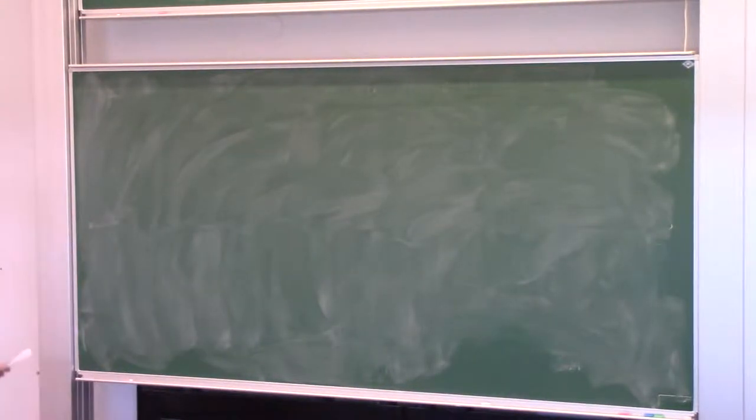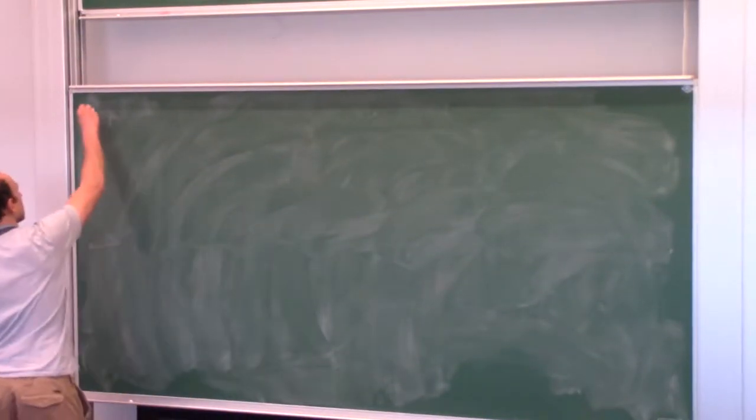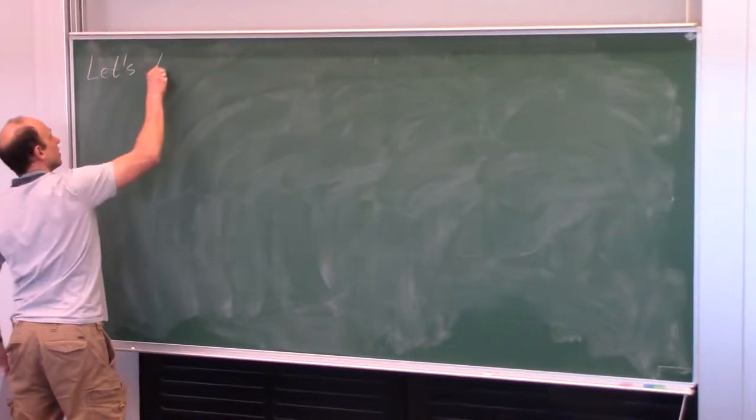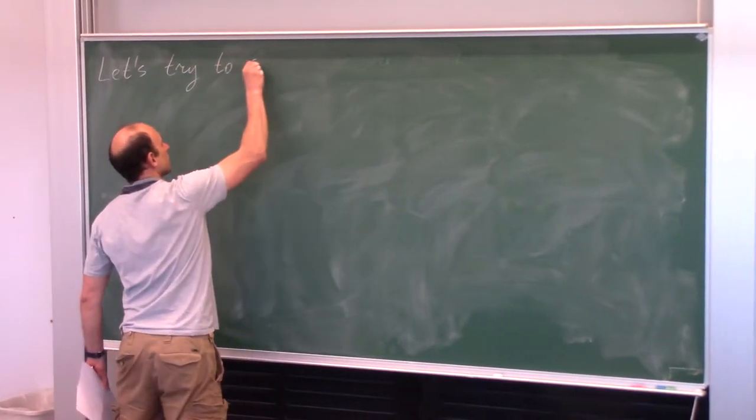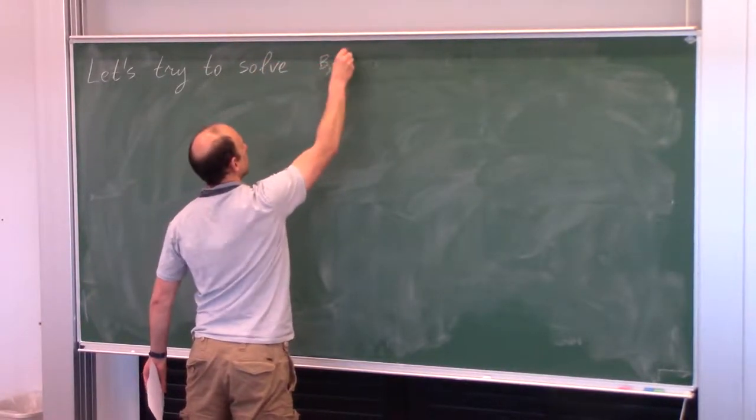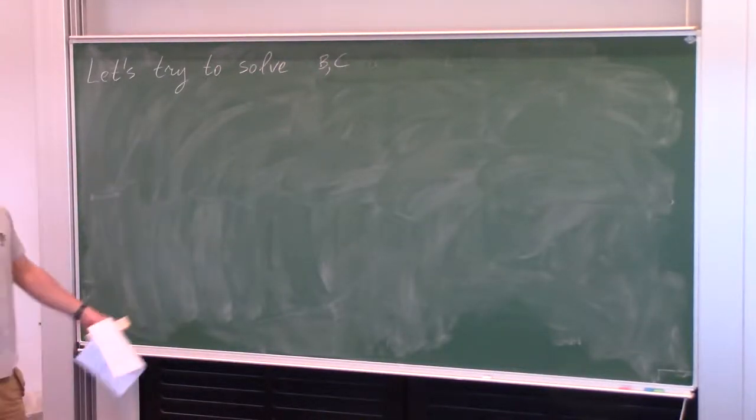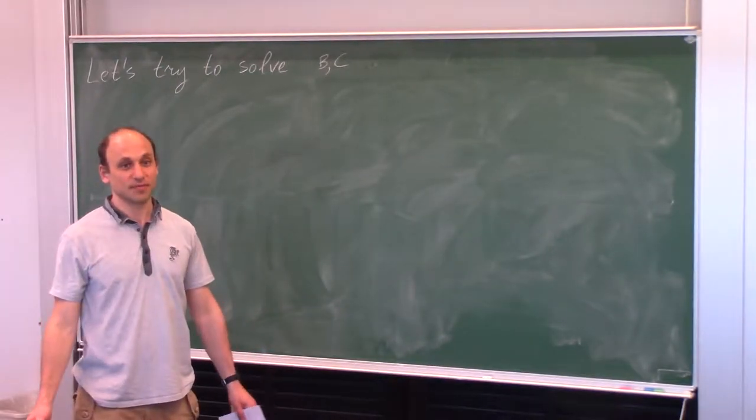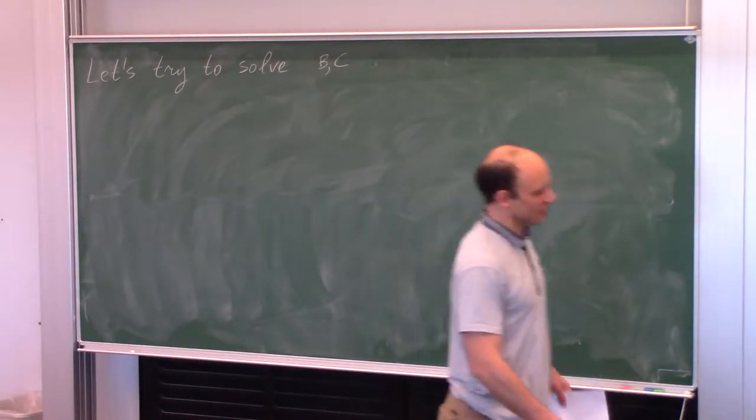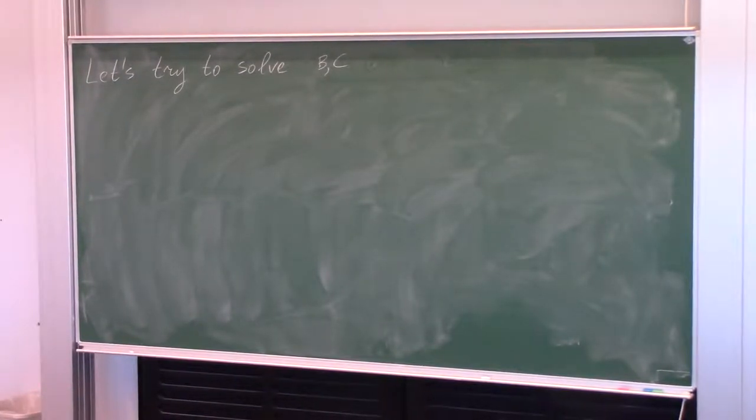Okay, so now we have our problem. Let's try to solve it. So first let's try to solve B and C, and then A. What is the question? The question is find these cohomology classes. So the problem is, what are the cohomology classes? How do you compute the cohomology classes represented by these three cycles?